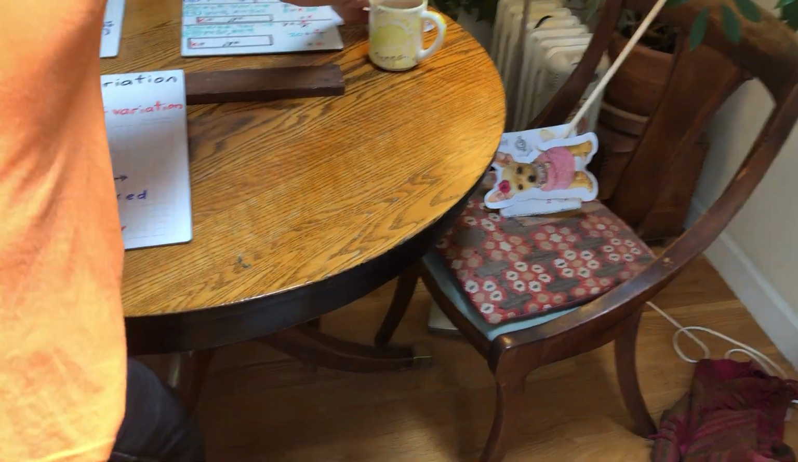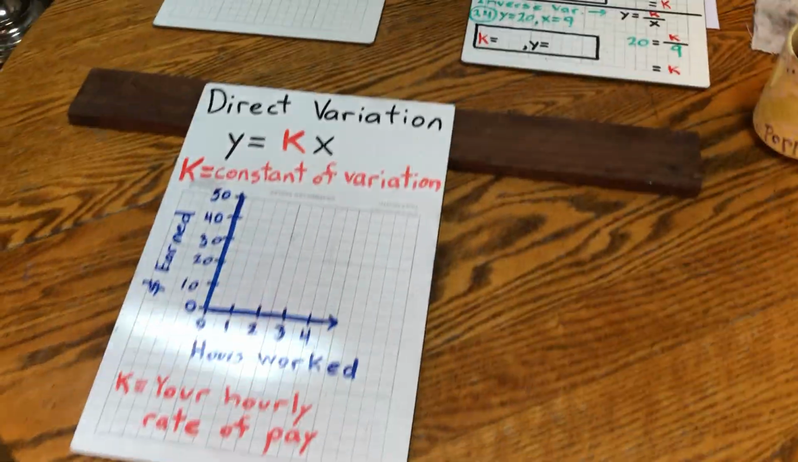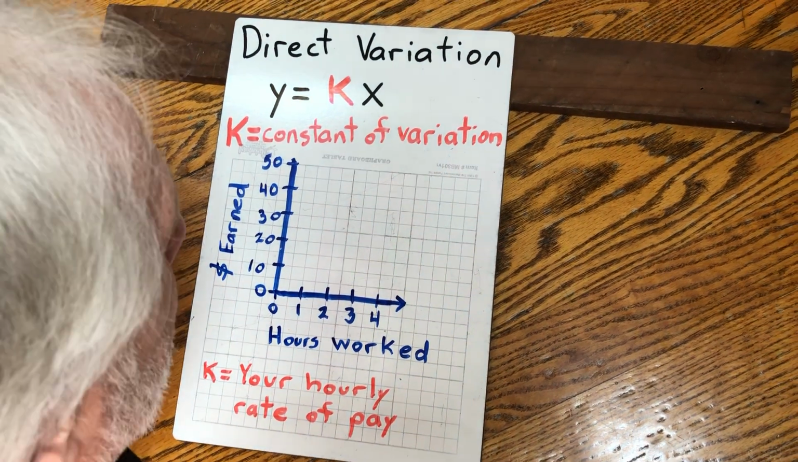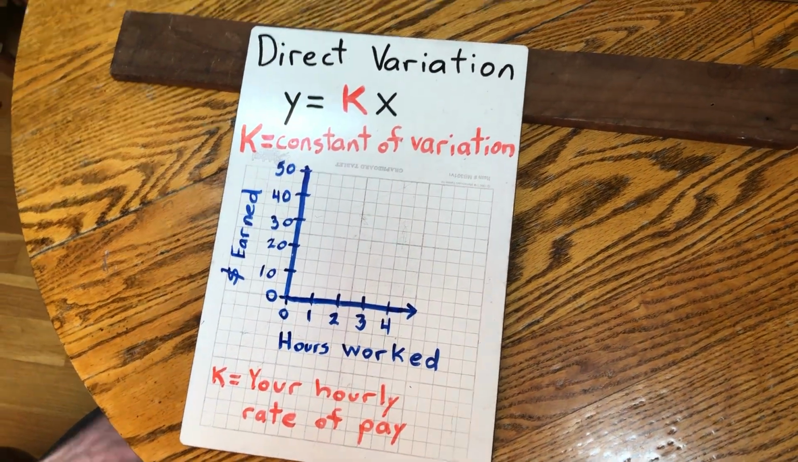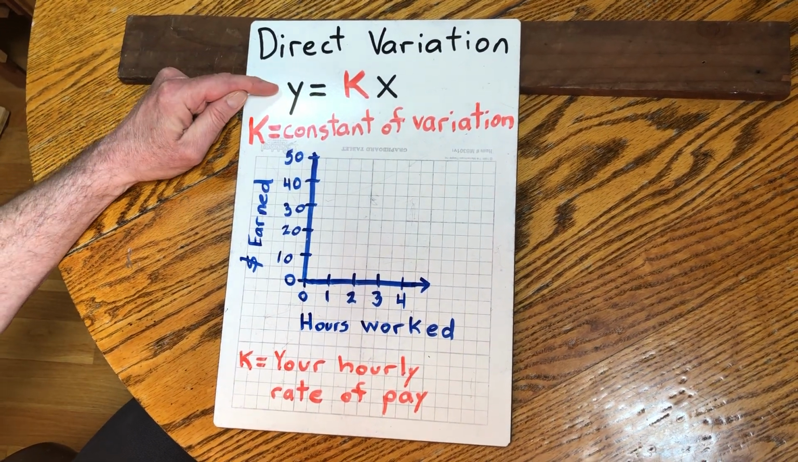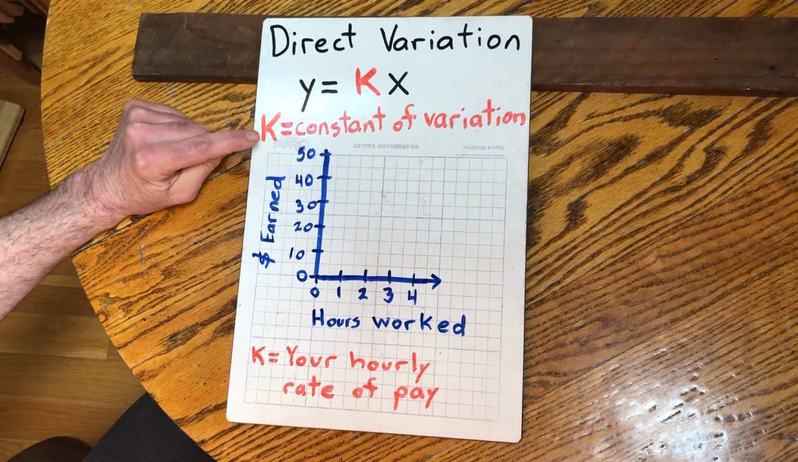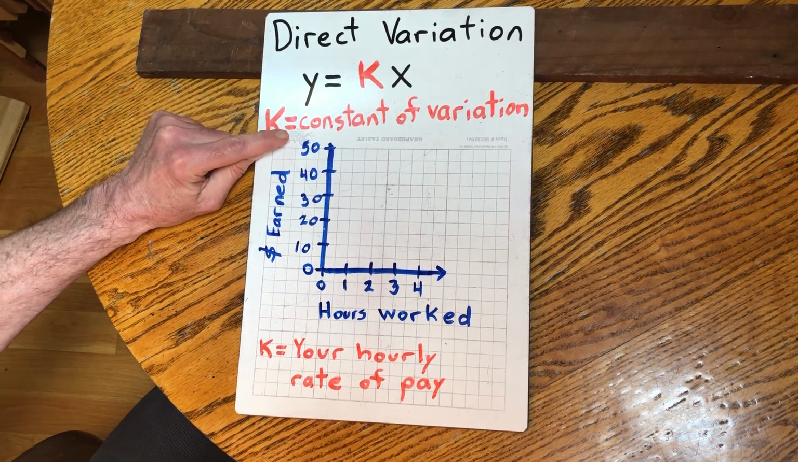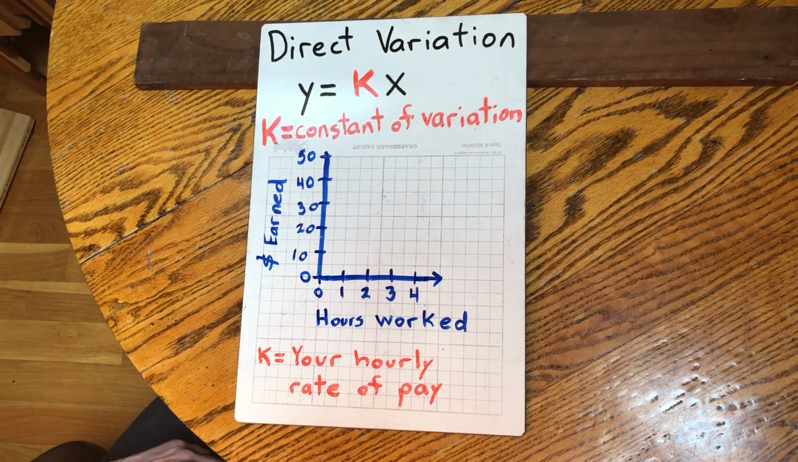Today, our intermediate algebra students, and anyone else who's interested, is going to look at variation problems. We'll talk about direct variation. Here's the equation for it, and the K is always going to stand for the constant of variation. Yes, I know it's not really spelled with a K.